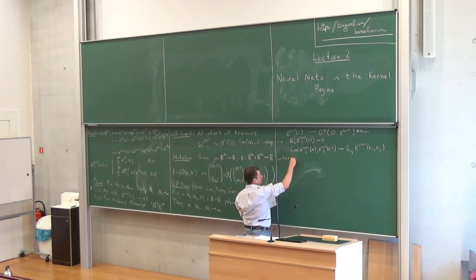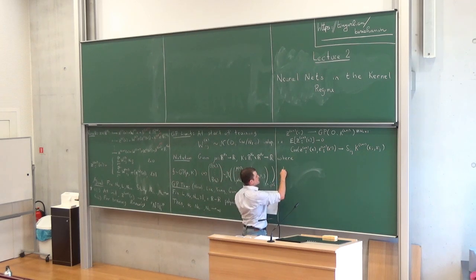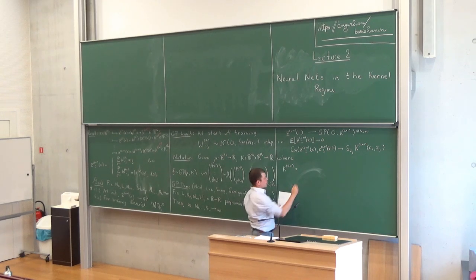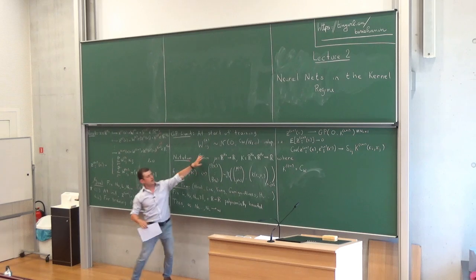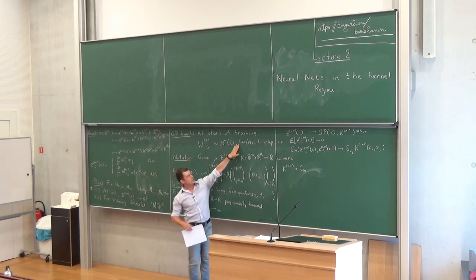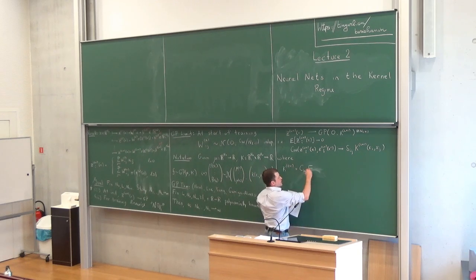Okay, and finally, I have to tell you what the form of this covariance is. I promise I'm going to stop after doing this. So K_{L+1} has a recursion in terms of K_L. This constant C_W appears, the variance of the weights. The recursion depends on this C_W and on the nonlinearity sigma. So it's this times the expectation when you take draws from the previous Gaussian process.